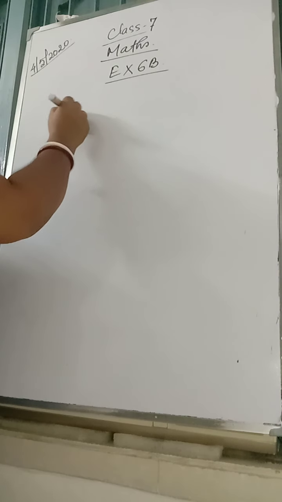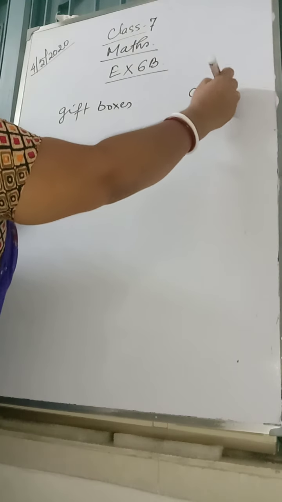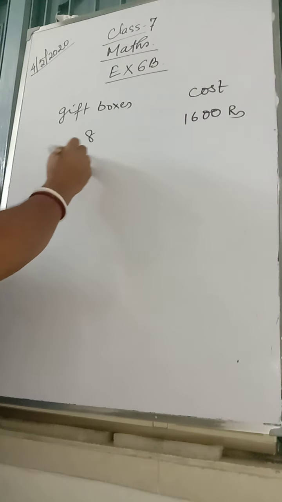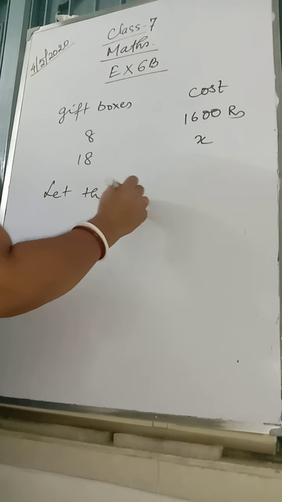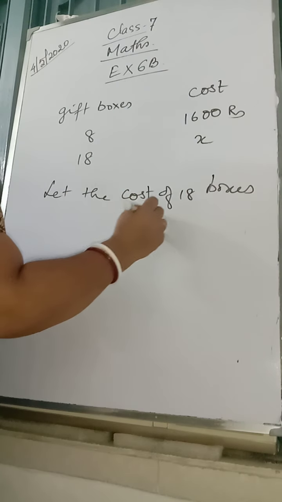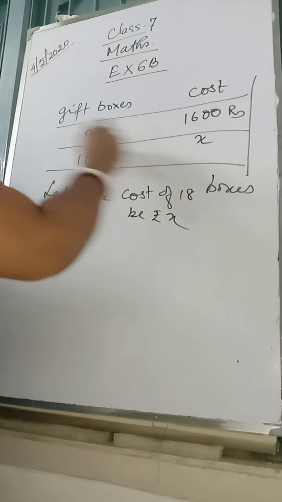If the cost of 8 gift boxes is 1600 rupees, what will be the cost of 18 gift boxes? This is gift boxes, this is cost. 8 gift boxes is 1600 rupees. So for 18 gift boxes, let the cost be X rupees. Let the cost of 18 boxes be rupees X. Clear? Now I have to make these columns.